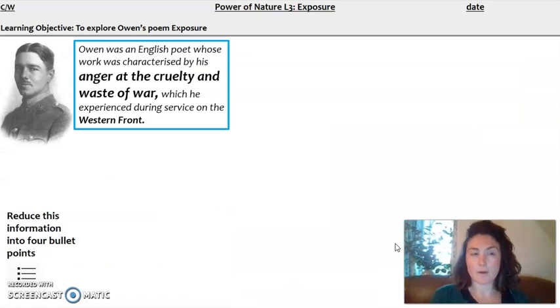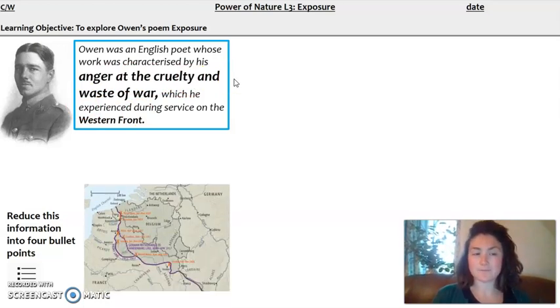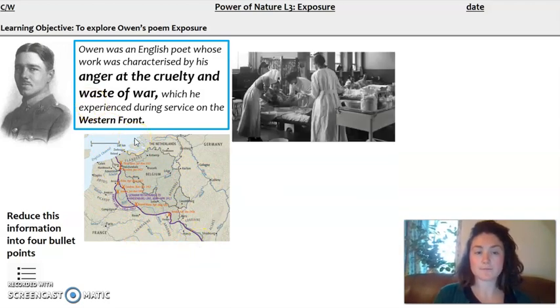So let's look at Owen and what drove him to write this poem Exposure. He was an English poet, and Exposure is the evocative title he gave to his poems because his work was characterized by his anger, the cruelty and the waste of war, which he experienced during service on the Western Front, so first hand. This is the Western Front, so this is the contested land between Germany and France. This is where the trenches were, and this is where he fought.